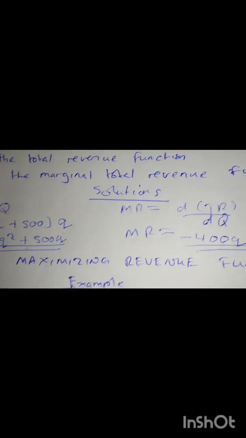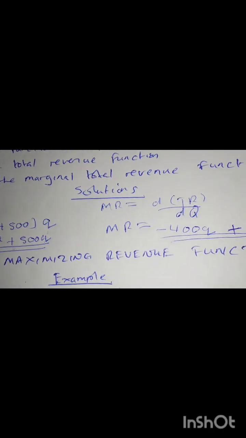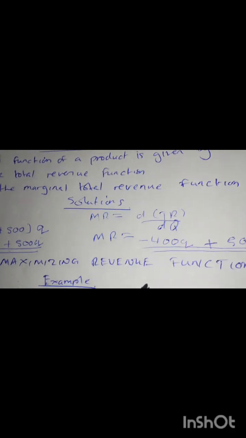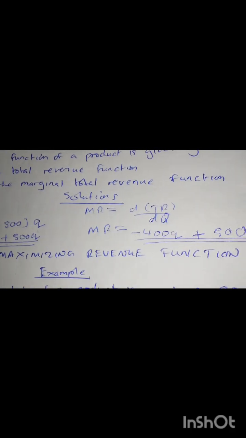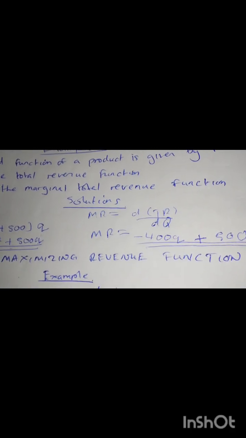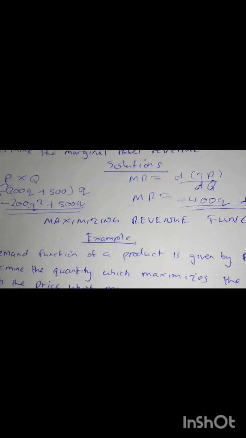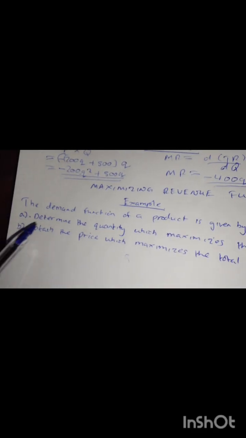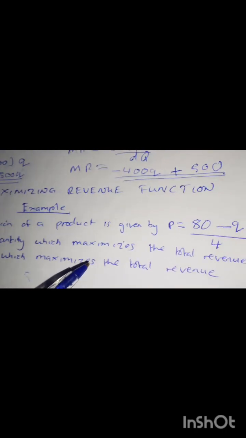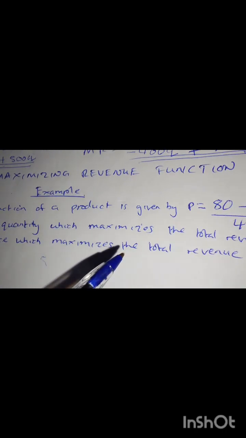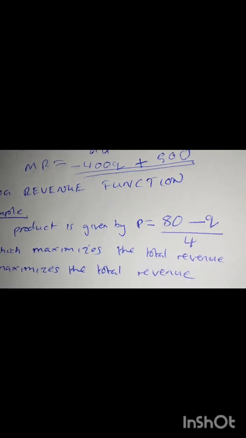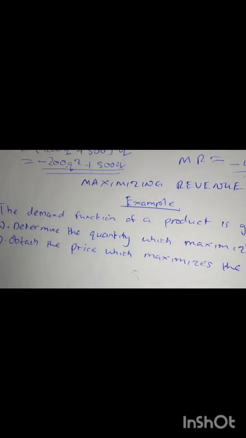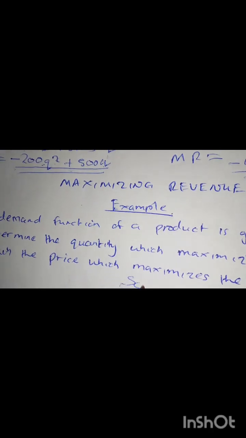Now let's move on to our next element, which is maximizing the revenue function. How can we maximize the revenue function? Let's look at an example. The demand function of a product is given by P equals 80 minus Q over 4. Then the question is saying, determine the quantity that maximizes the total revenue. So let's go to the solutions.